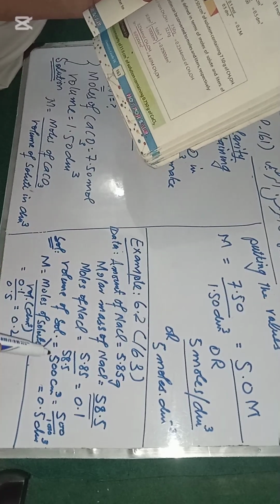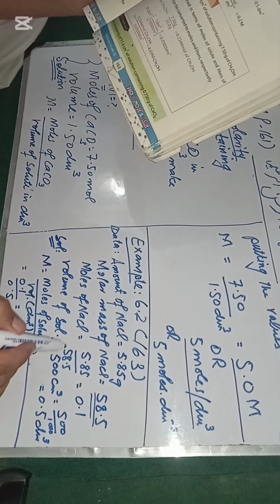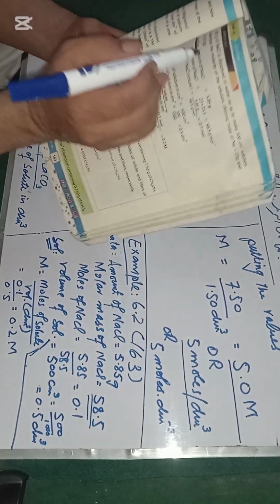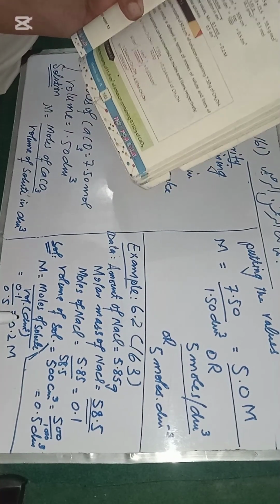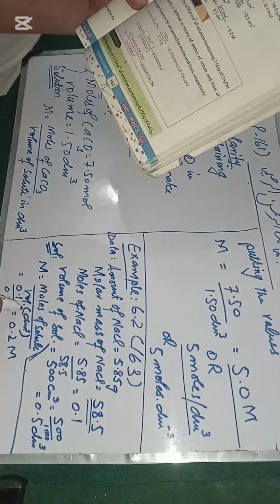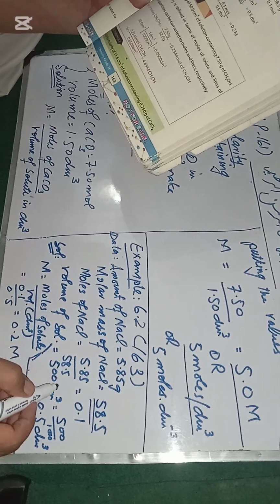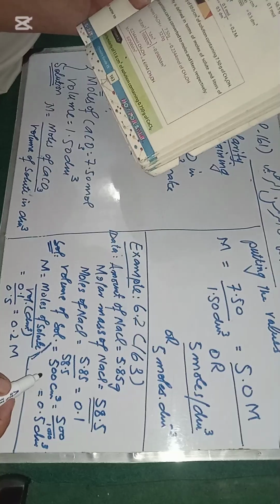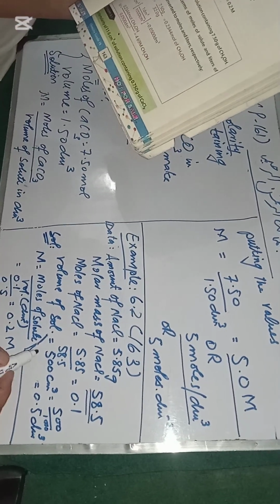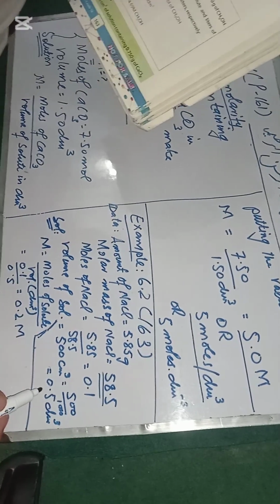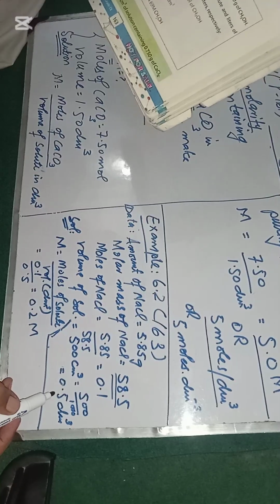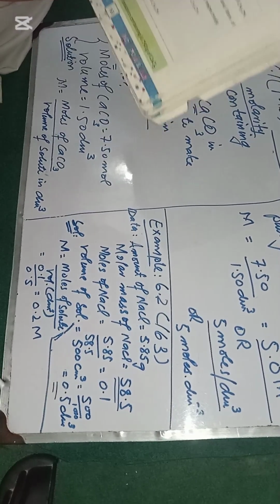Volume of a solution: we are given the volume in the question in cm3. But in the formula we need dm3. So we have to change cm3 into dm3 by dividing by 1000. So it comes out to be 0.5. You can check it with your calculator.